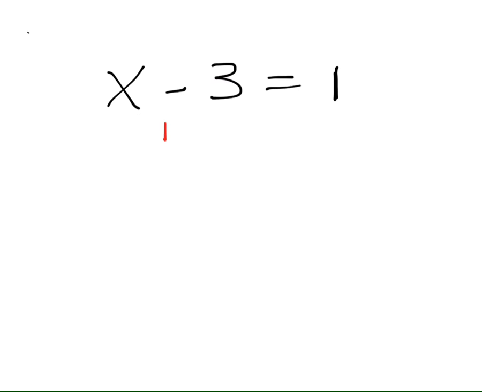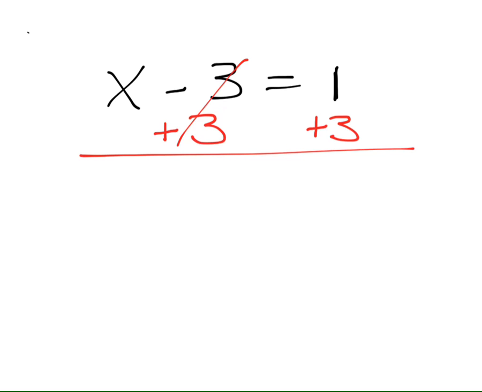Adding 3, right? And the rule is, whatever you do to one side of the equal sign, you have to do to the other in order for the problem to remain the same. If you just add 3 on the left side, you just change the problem without doing anything, right? So you have to do it to both sides of the equal sign. When you do that, negative 3 plus 3 is going to become 0. So all you're left with is x, and 1 plus 3 is 4, and the answer is 4.